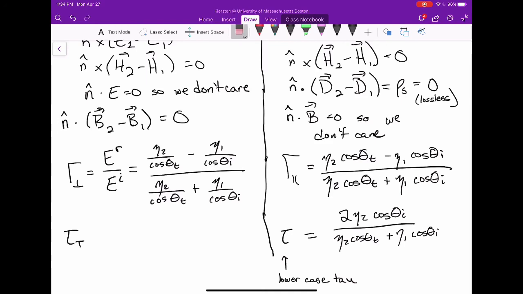whoops, drew that perpendicular upside down. We have 2 eta 2 over cosine theta t over eta 2 over cosine theta t plus eta 1 over cosine theta i.